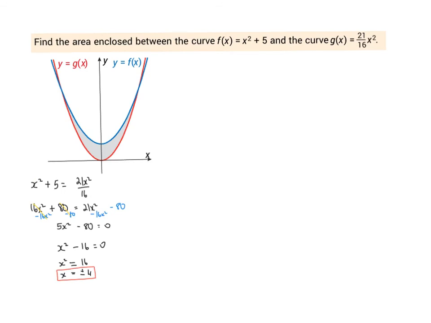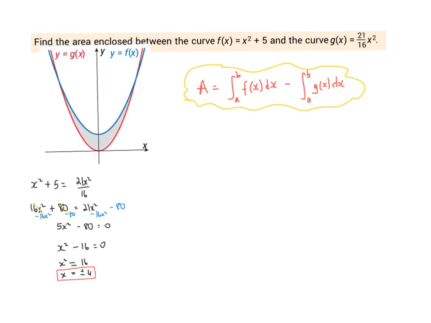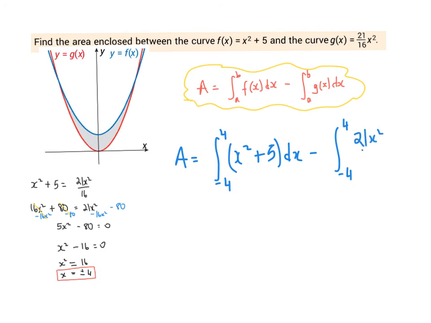As we've said before, area is gotten from the integration of both of those, with the lower curve subtracted from the higher curve. Here our higher curve again is f of x. So we begin here and say area is equal to the integral between minus 4 and 4 of f of x, x squared plus 5 dx, minus the integral from minus 4 to 4 of g of x, 21x squared all over 16, with respect to x.